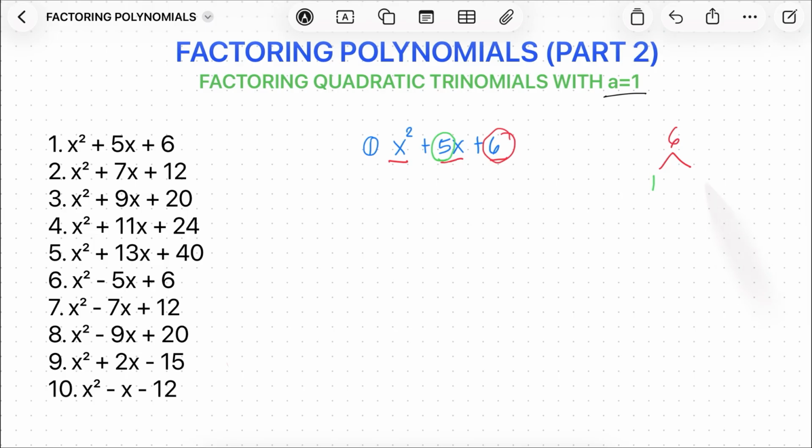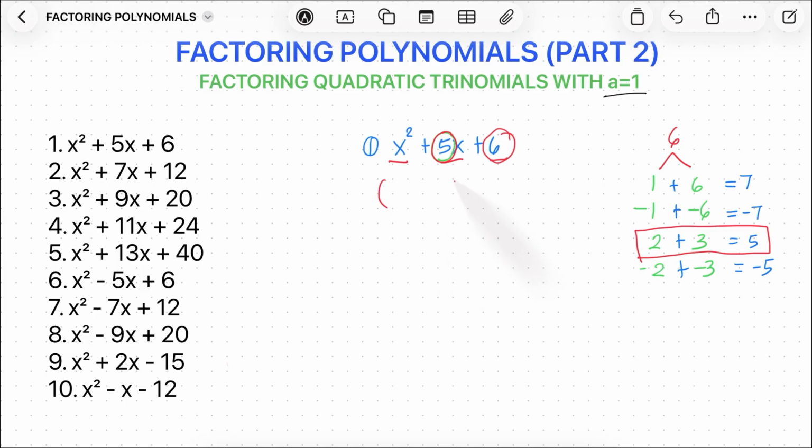That will be 1 times 6, negative 1 times negative 6. Remember, if you multiply both negatives, the answer is also positive. We also have 2 times 3 and negative 2 times negative 3. So if we add all of this, 1 plus 6 will be 7. Negative 1 plus negative 6 is negative 7. 2 plus 3 is 5. Negative 2 plus negative 3 is negative 5. And since we are looking for the numerical coefficient 5, then we are going to take this one.